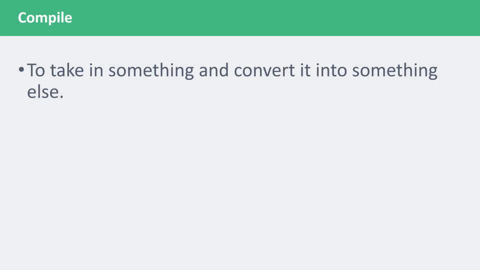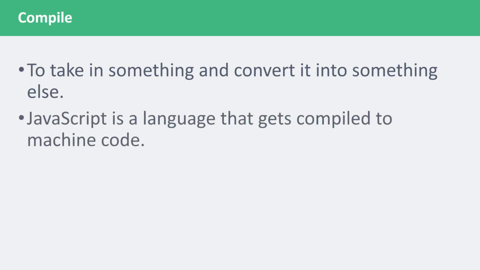First, we need to understand what the word compile means. To put it simply, to compile something means to take something in and turn it into something else. In the programming world, it usually means to take in your code and convert it into other code so that another program can understand it. One example is the JavaScript language. Machines don't understand the JavaScript language. You need to run it through a compiler that will convert it into machine code. The browser handles that process for you whenever you load a JavaScript file.